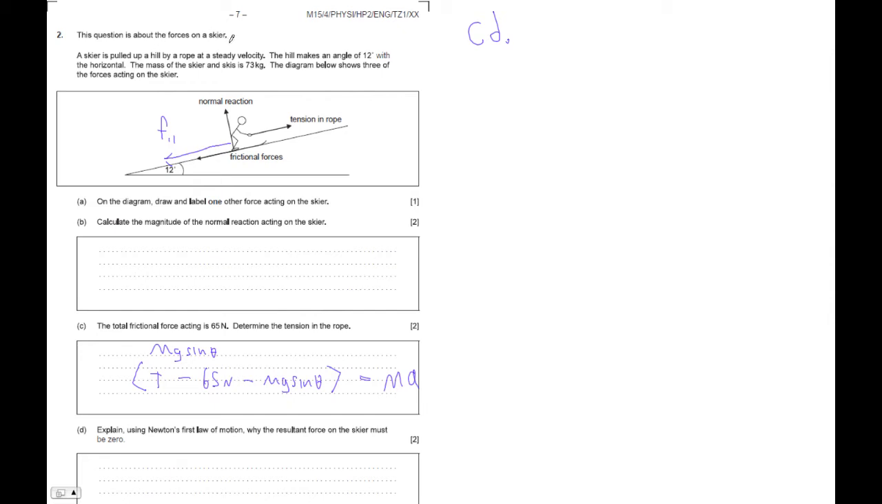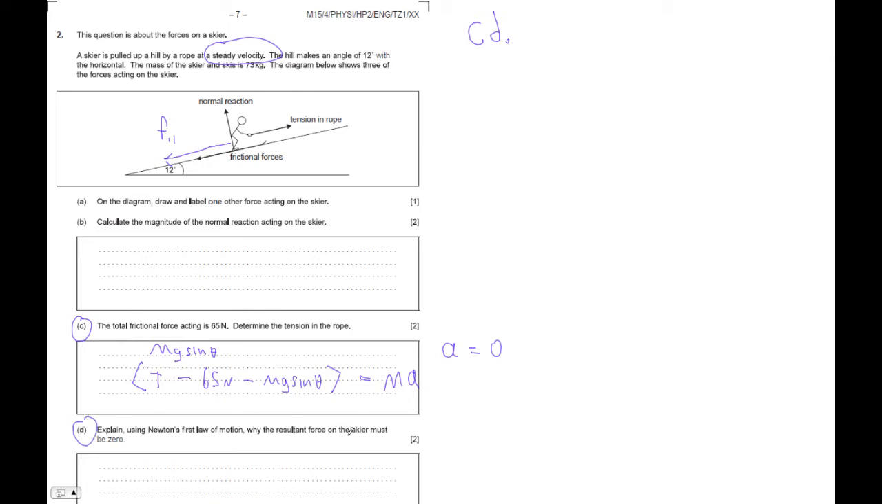What's our a? It's moving at a steady velocity, so a is equal to 0. So this whole left side is equal to 0. If you're paying attention, tension is equal to 65 plus this. That's pretty good.